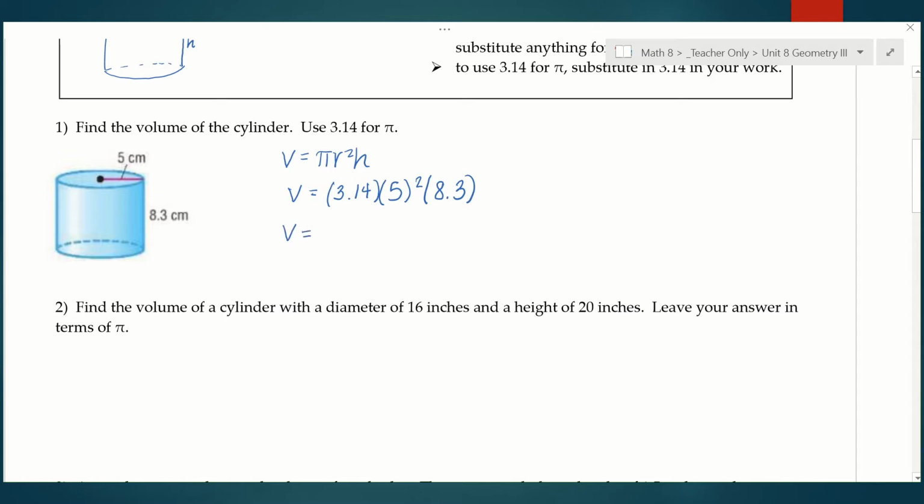So in your calculator, we're going to type in 3.14 times 5 squared times 8.3. Remember, for 5 squared, you would type in 5 and then the x squared key, or you could just do 5 times 5, it doesn't matter. And we should be getting 651.55, and this is centimeters cubed. So remember, with volume, our units are always cubed.